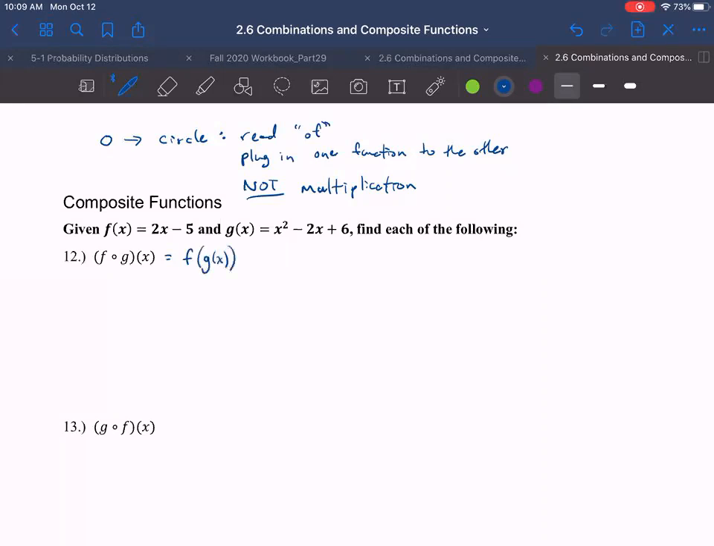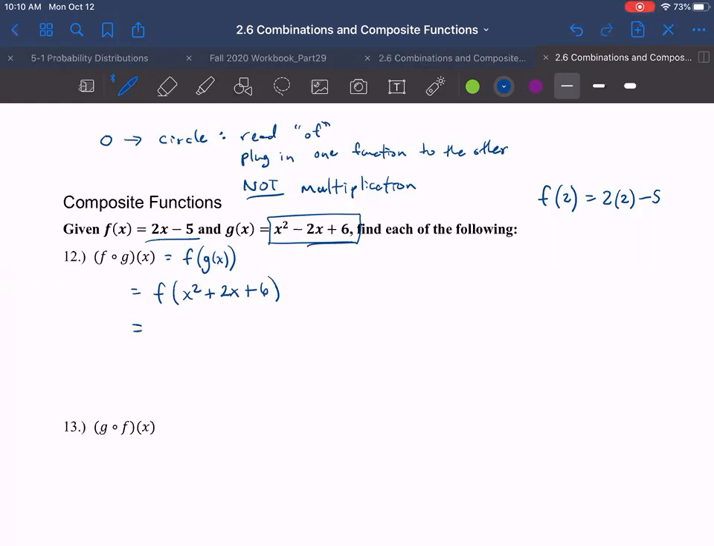Previously, if we saw something like f of 2, we would have gone through and replaced every x with a 2 in the function. But now we're going to replace every place we have an x with the entire g of x function. That's going to look like f of x squared plus 2x plus 6. That's this part right here, and we're plugging it right in for x. Then it's just a matter of going through and doing this.